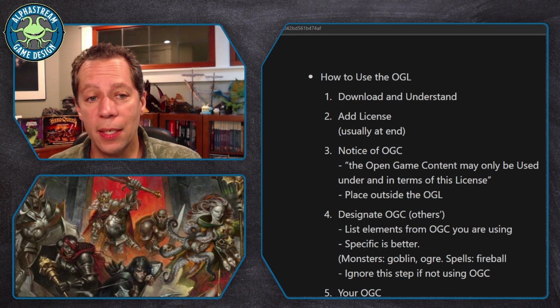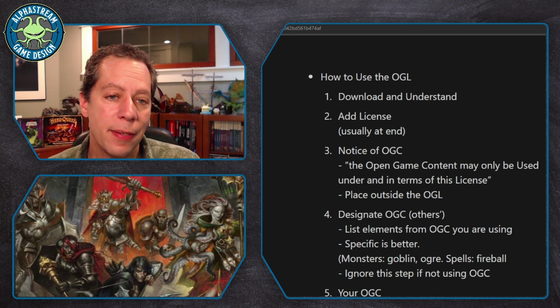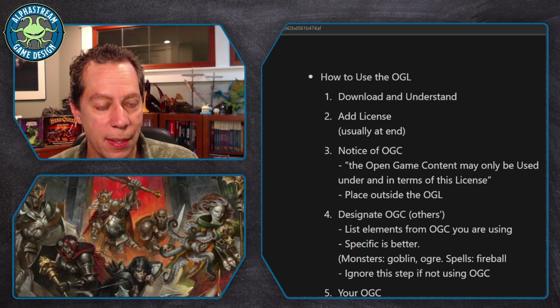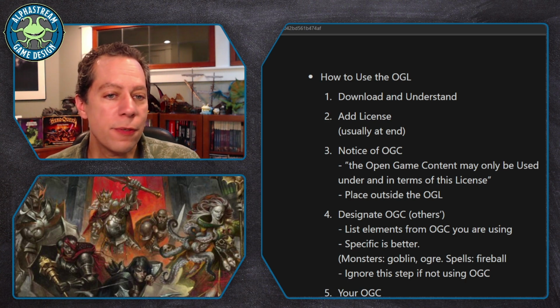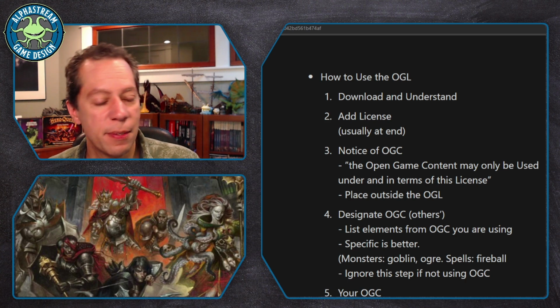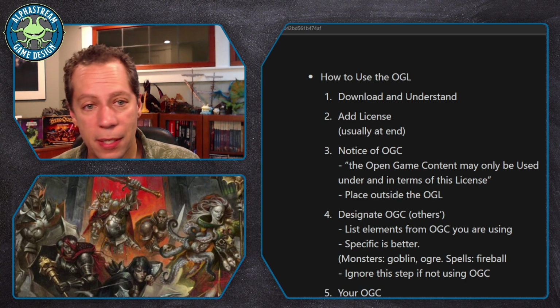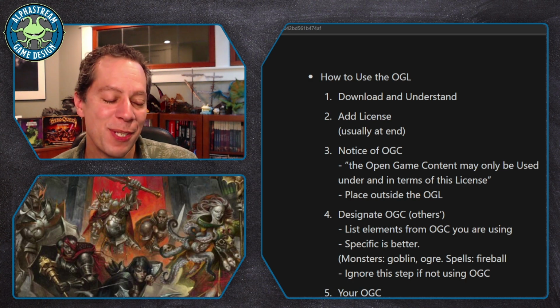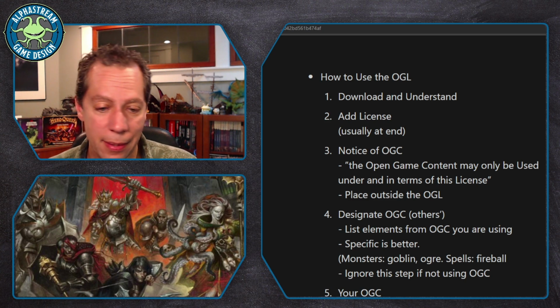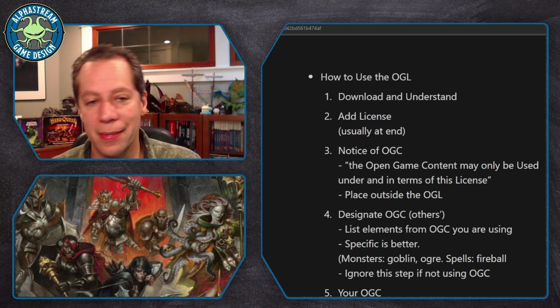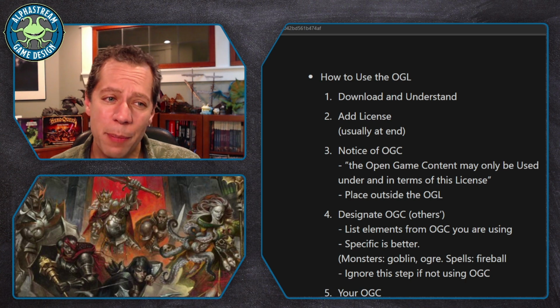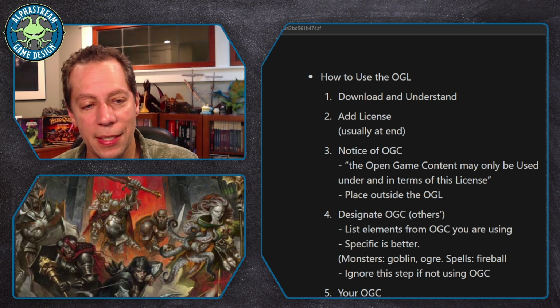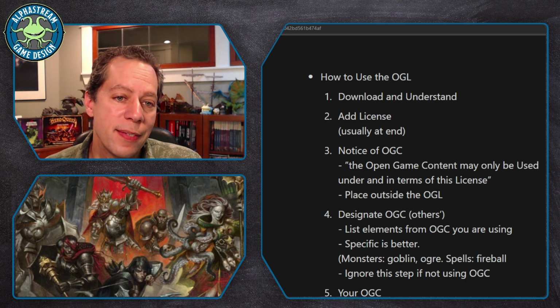Step 2. In your product, you have to add the entirety of the Open Gaming License. Usually this is done at the end of the product. And so if you look at some product that someone has created using the OGL, you'll see hopefully all of these steps, but at least most of them. And one for sure is the license will be there at the end of the product usually. You could put it in the beginning or somewhere else, but the end usually makes sense because you don't really care if someone looks at it, and they probably don't want to look at it, but it needs to be there for legal reasons.